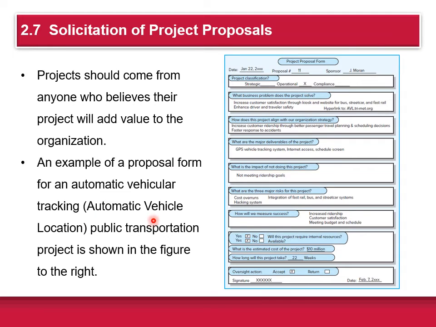This particular one, the book has this for an automatic vehicle location system. And so up here you see it's got the date, it's got the proposal number, it's got the sponsor. This is who has the idea. It's got the project classification. Is it strategic, operational, or compliance? What problem does it solve? How does this project align with our organizational strategy? So the proposer would have to fill these in, right?